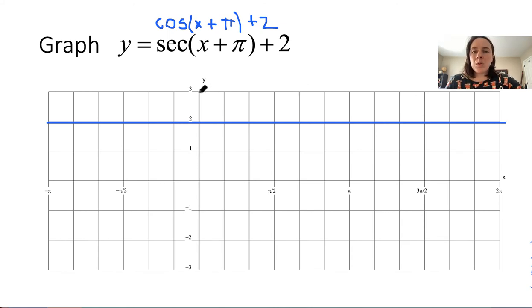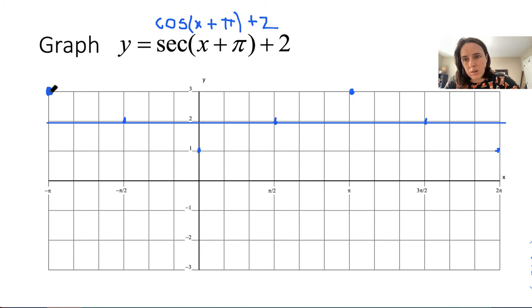Okay, so normally cosine starts at 1. So if we're shifted by 2, we'd start at 3. Normally cosine starts at 1 and comes down. But since we're shifted by pi, and it's plus pi, that means a left shift by pi, so I'm going to take that 1 and go left by pi. I'm going to come over here to negative pi. And then I'm going to follow the same pattern that I usually would. Every 3 boxes, I go up, down.